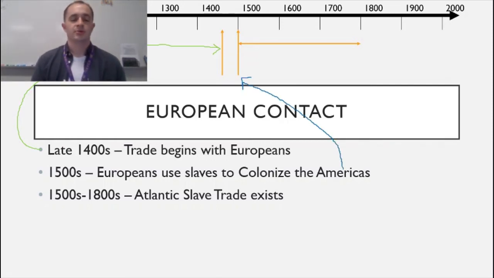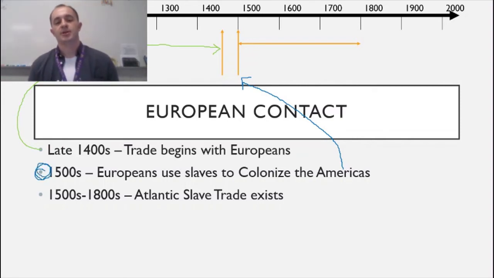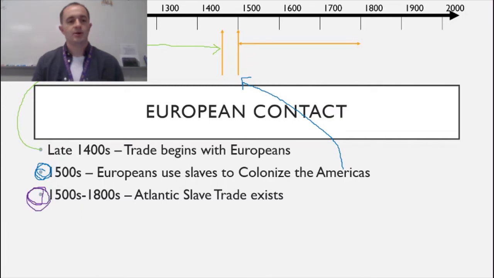Around 1500, we see the Europeans start to colonize the Americas and different parts of the world. So the Spanish go to South America, the British go to North America, and the French go to North America, and they all utilize these African slaves. So they go along the coast around the Ivory Coast and that sort of area, the Gulf of Guinea, all those sorts of areas.